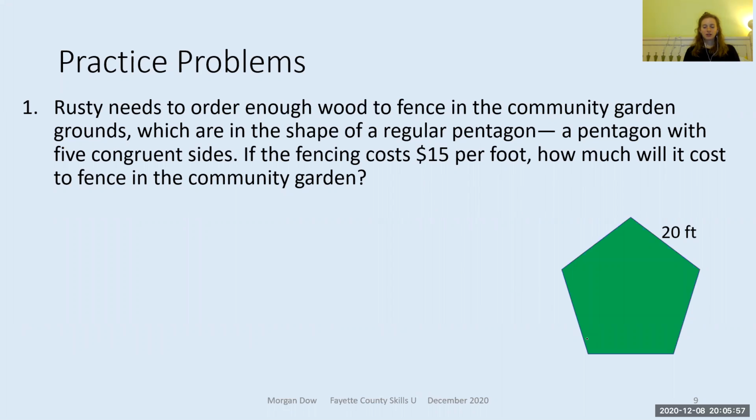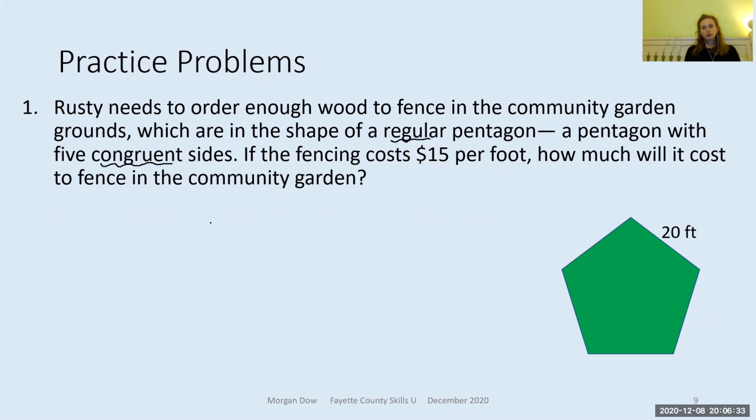All right, so we're going to finish up this lesson with a few word problems. Number 1 says Rusty needs to order enough wood to fence in the community garden grounds, which are in the shape of a regular pentagon with 5 congruent sides. If the fencing costs $15 per foot, how much will it cost to fence in the community garden? And we have a picture here of the pentagon. And we've got some information about the side length here. So it's a regular pentagon, with 5 congruent sides.